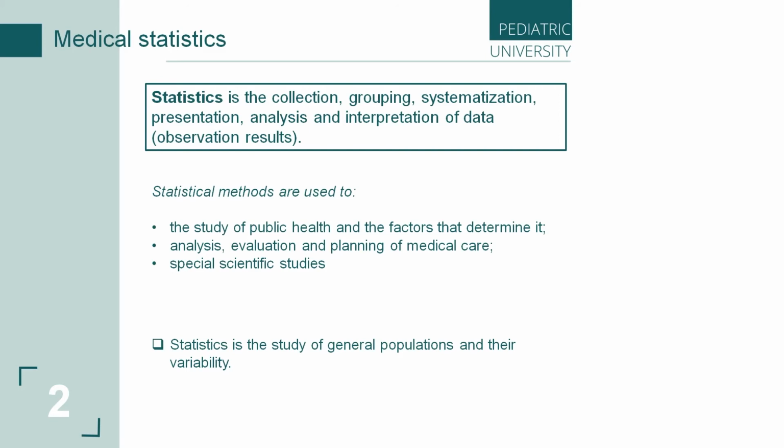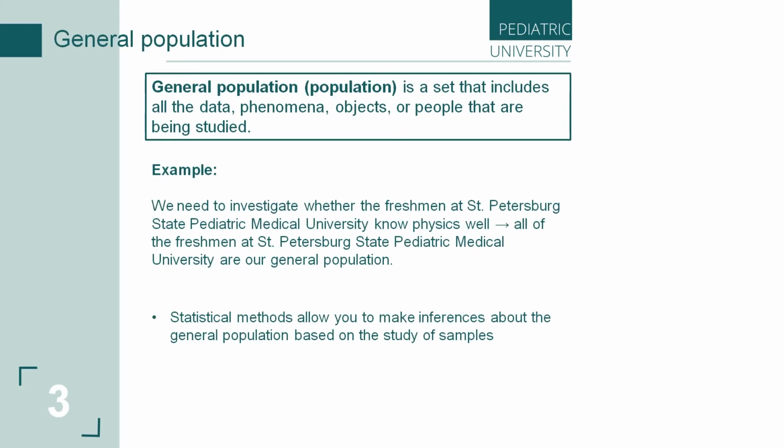So, what is the general population? Or we can say population, yeah? General population is a Russian term. I think in English language literature, it's population. In our country, it's common to say general population, and in my lecture, I will say general population or population. So, general population is a set that includes all the data, phenomena, objects, or people that are being studied.